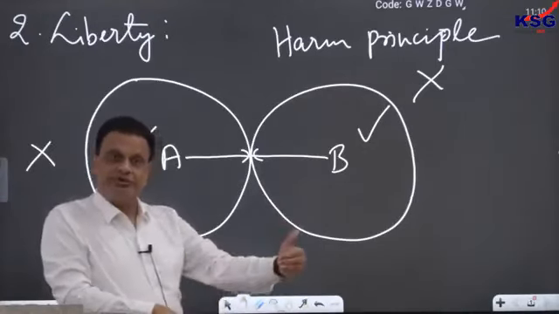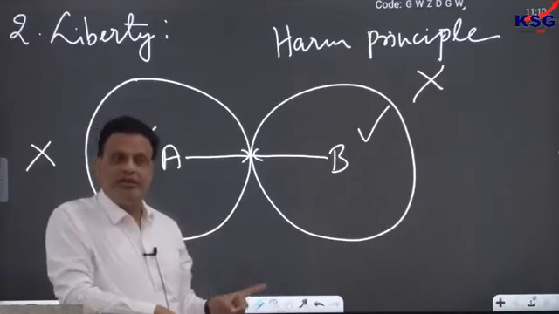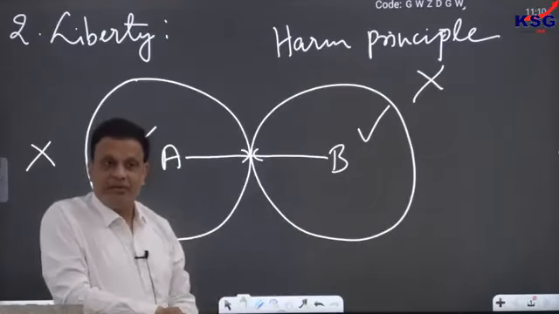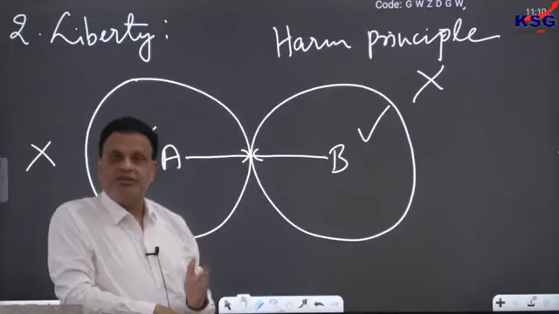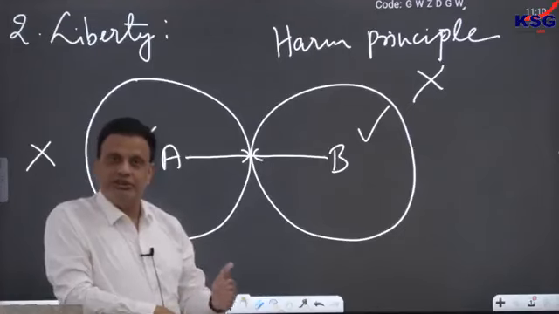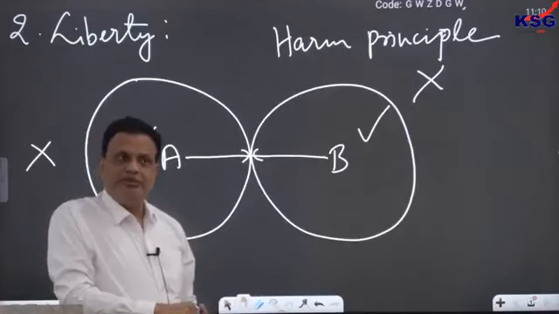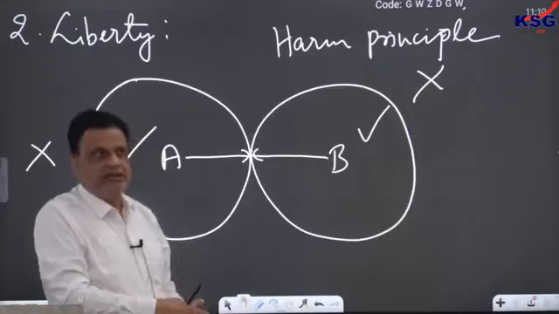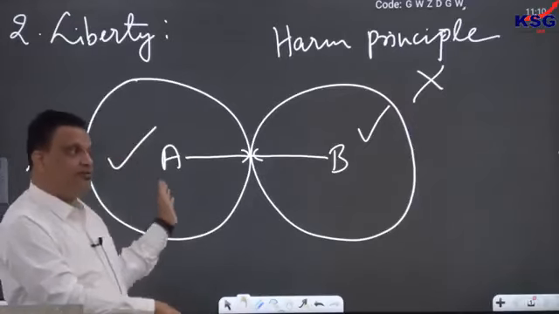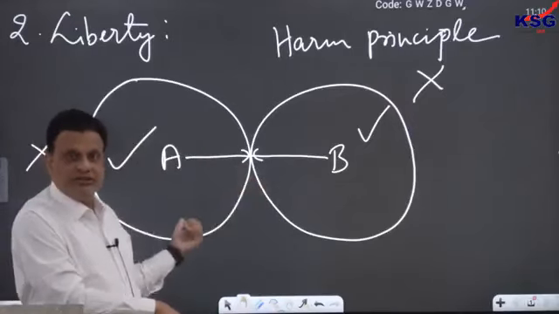a physical harm to somebody else. They do not accept the sentimental or the mental harm as such. Only physical harm is the criteria on the basis of which the liberty of a person can be restricted, can be curtailed. Apart from that, physical harm to somebody else, not to the self.